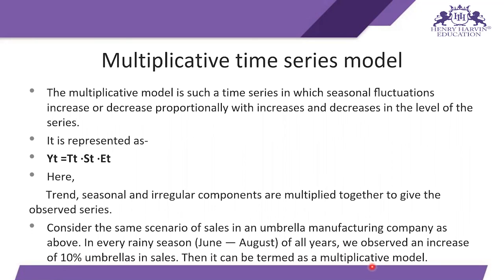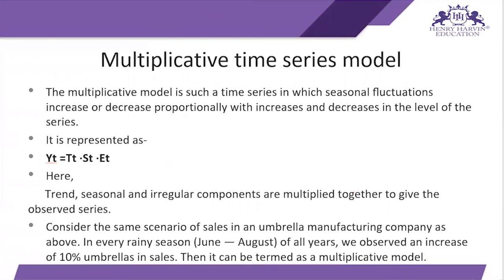So when the increase in sales is by a fixed number that is added year by year, we can say it is an additive time series model. But when the increase in sales is according to a percentage of the whole data, like a 10% increase, or x% increase, any percent of increase year by year, then we can say it is a multiplicative time series model. So that's all about the time series types.